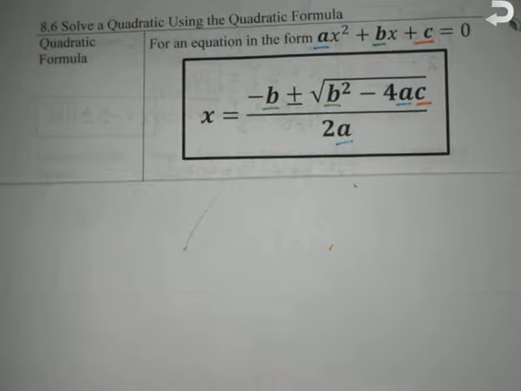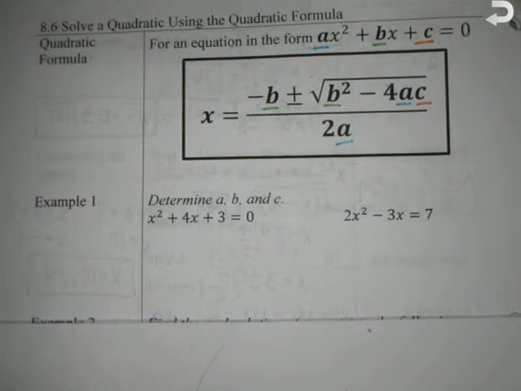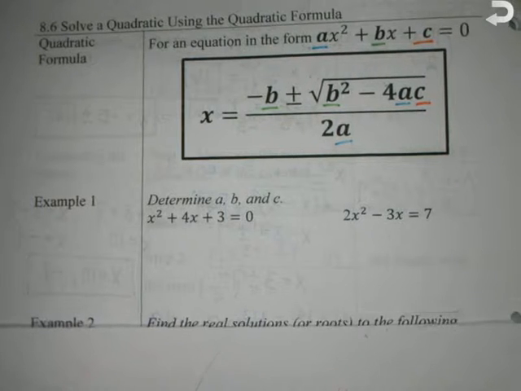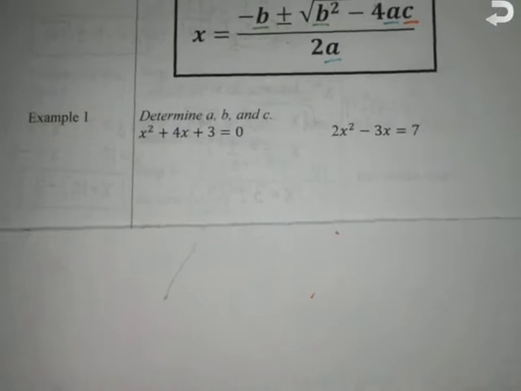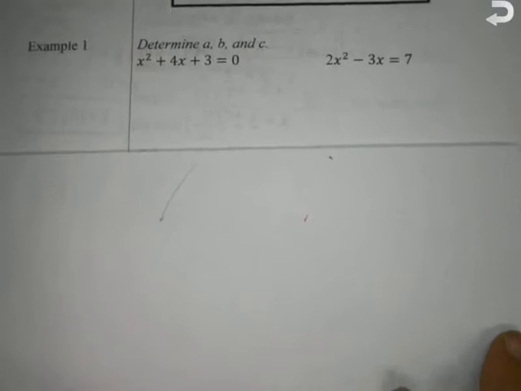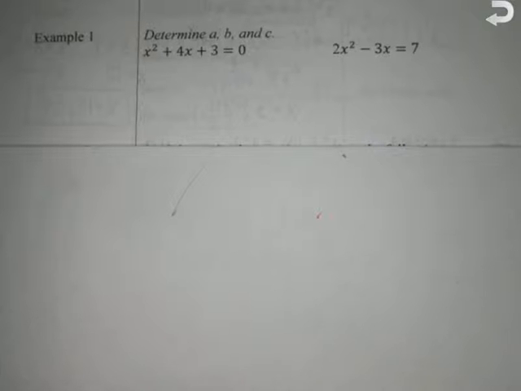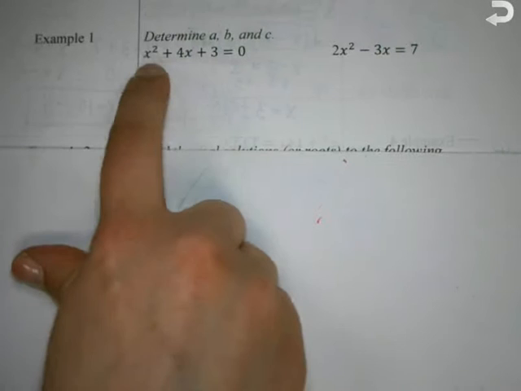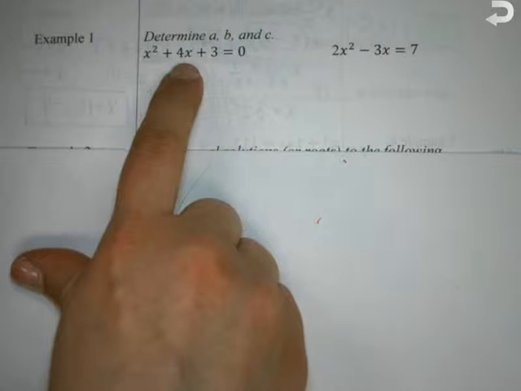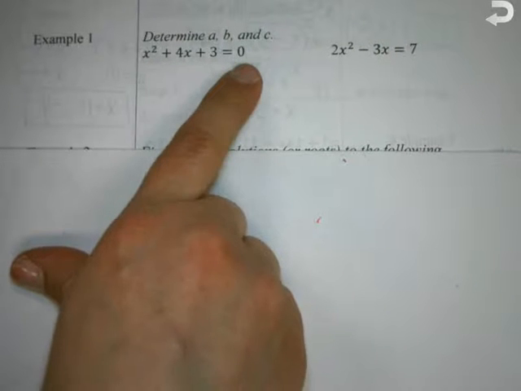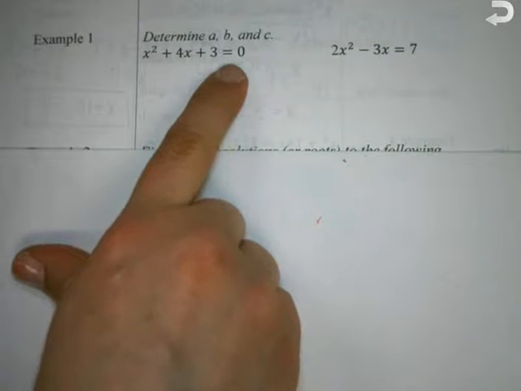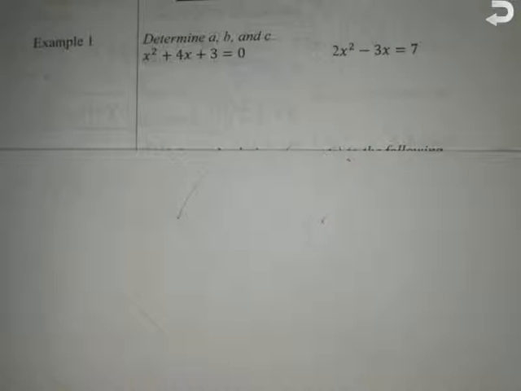Okay, what to do for example 1 is first determine A, B, and C. That's the biggest part. Okay, the hardest part is just figuring out what A, B, and C are. So for example 1, all I want to do is figure out A, B, and C. Okay, so looking at the first one, x squared plus 4x plus 3 equals 0. Is the whole thing equal to 0? Yes. So, what is the A term?